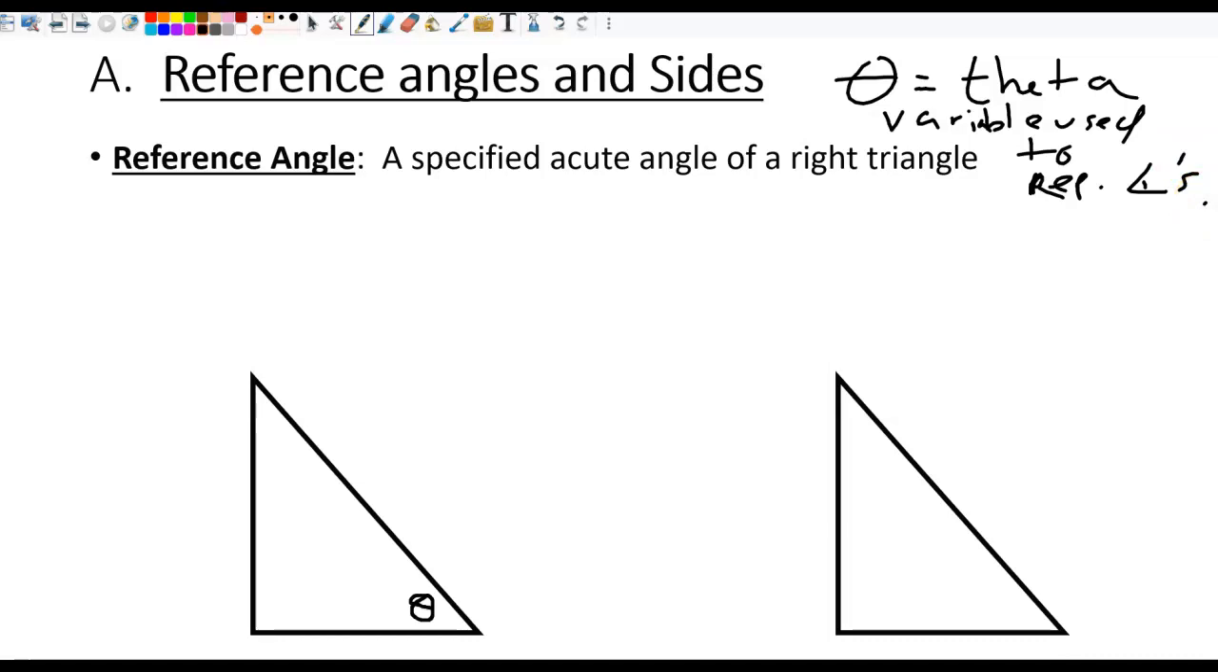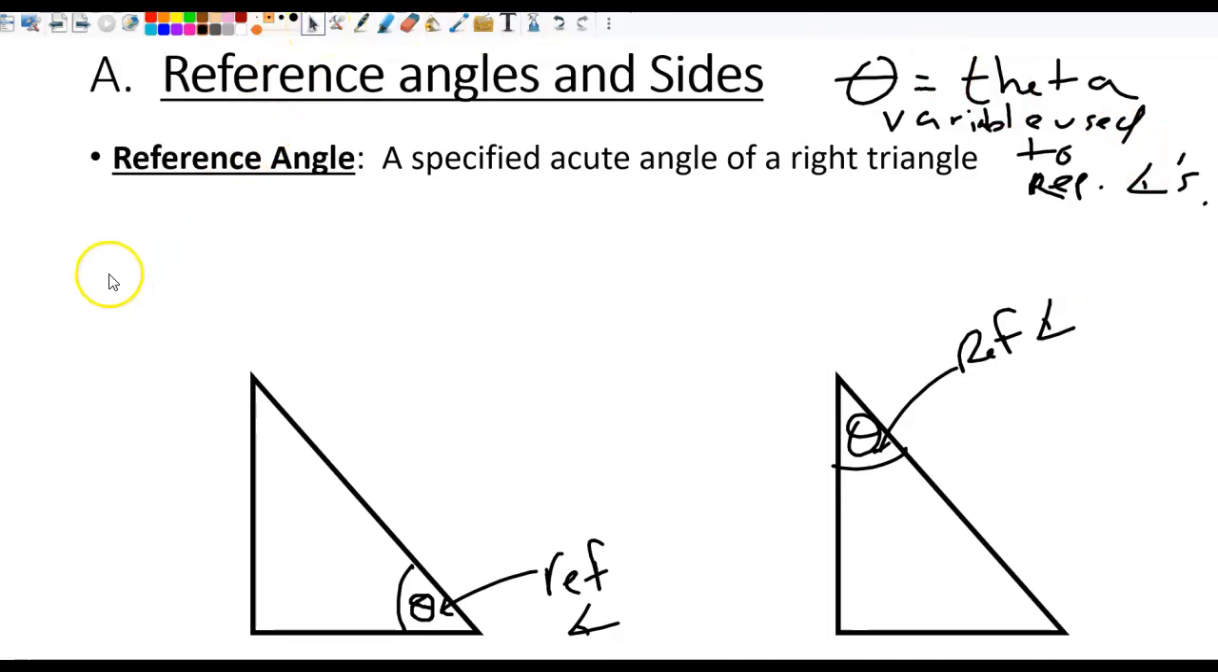And so by me putting theta down here, I'm telling you that that is my reference angle. Likewise, on the other triangle over here, I could call this one theta. Now, if I do that, then I'm telling you that this one is my reference angle. So you have to have a reference angle for naming the rest of the sides in the way that I'm going to do here. So let's talk about that.